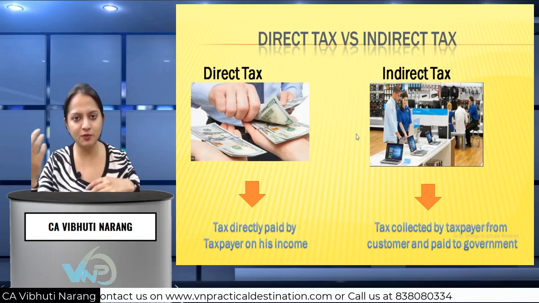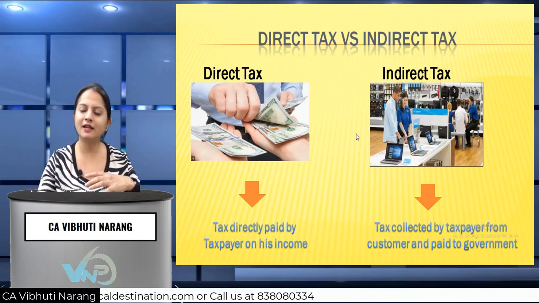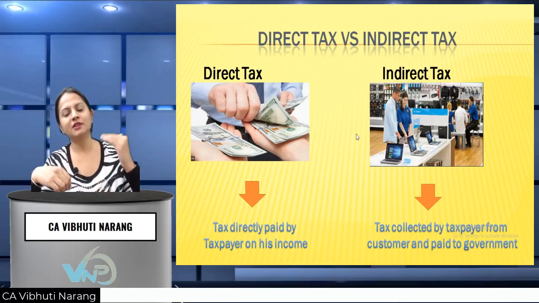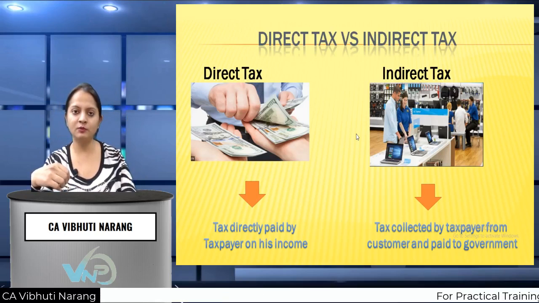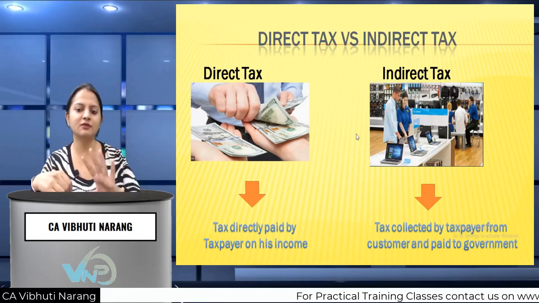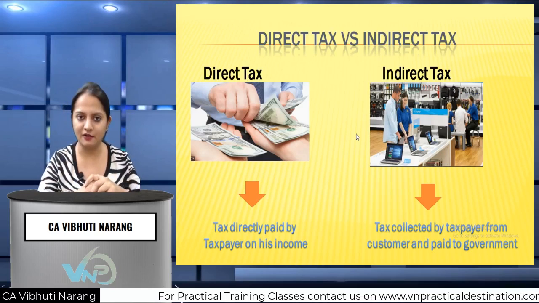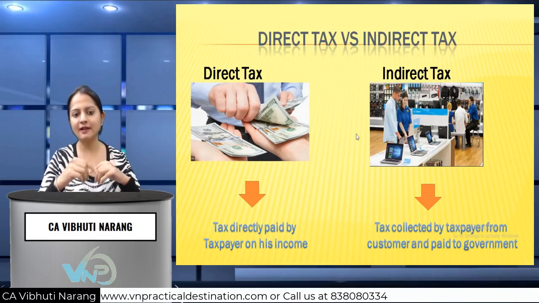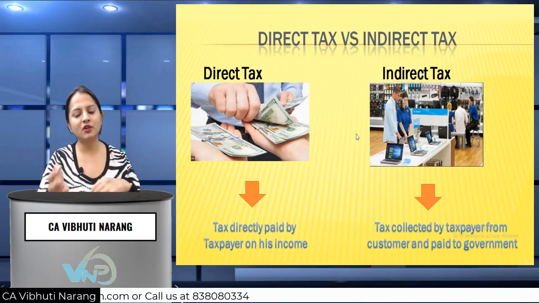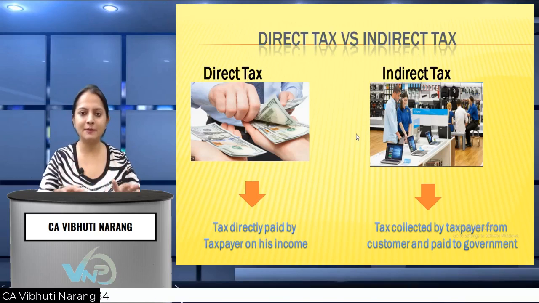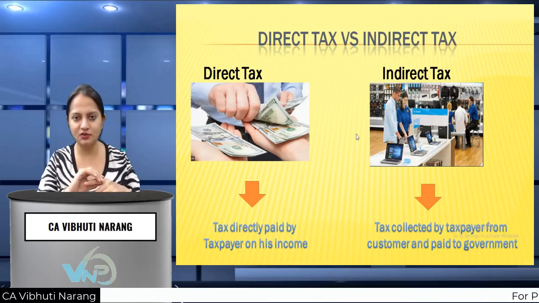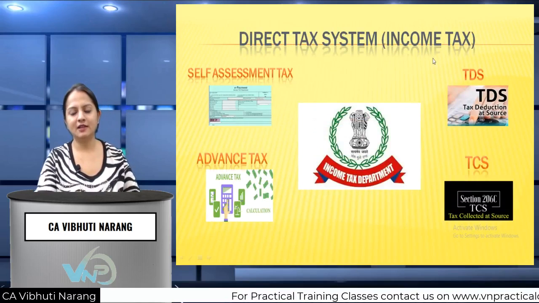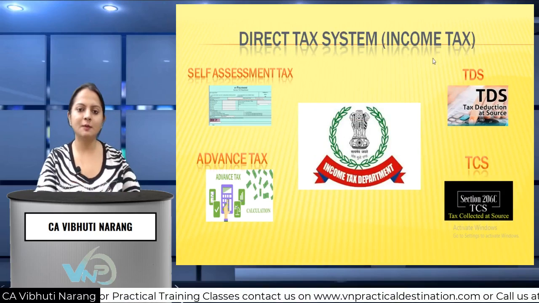For example, if we go to purchase something in the market and any indirect tax is levied on it, we are not paying that tax. On our behalf, the third party, the seller of the goods from whom we have purchased, is paying tax on our behalf. If I talk about direct tax examples, you have income tax and corporate tax. And for indirect tax, the best example in today's time is GST, that is Goods and Services Tax.